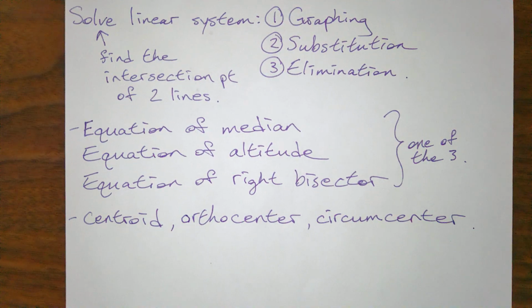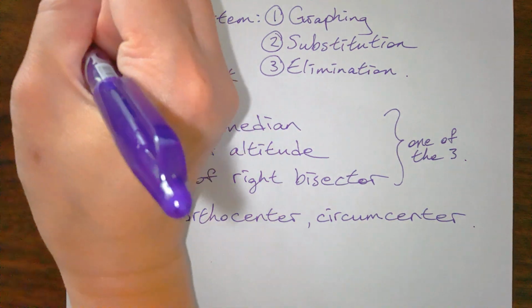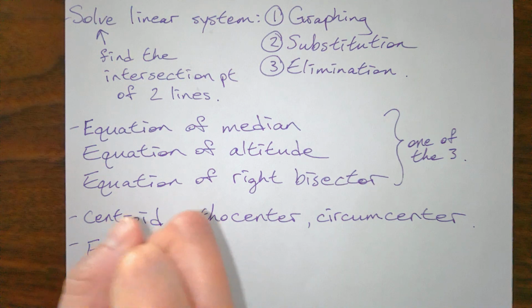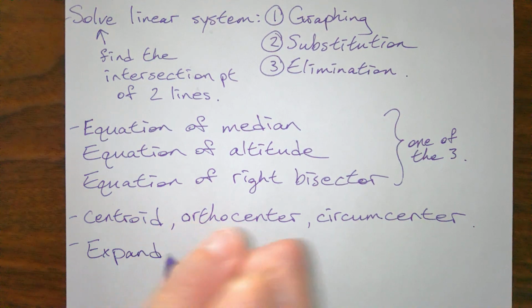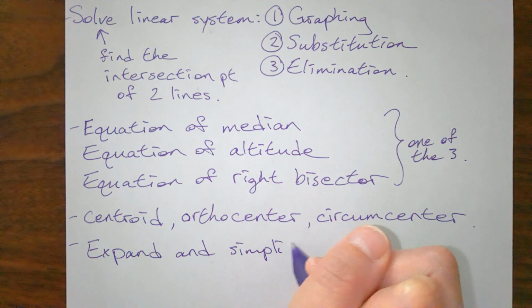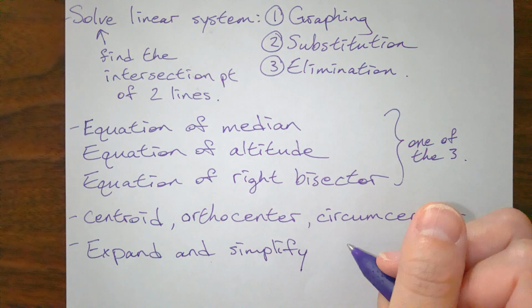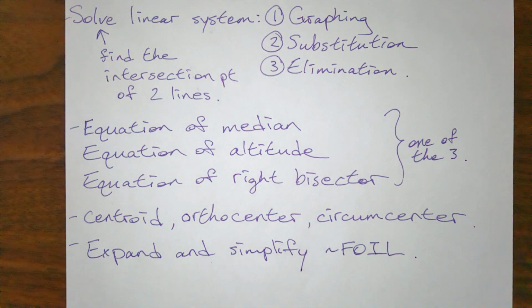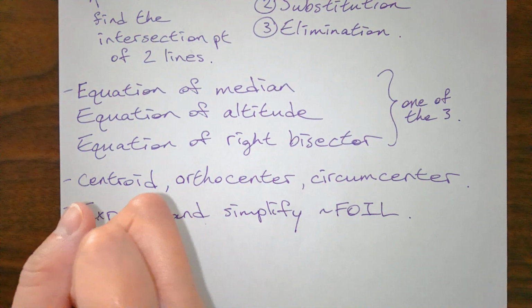Okay, so just know the names of those. You don't need to know how to actually do 3 equations because that would just take too long. Okay, other methods. Expand and simplify. Definitely need to know how to do that. Okay, what method do we use? FOIL. FOIL for expanding.